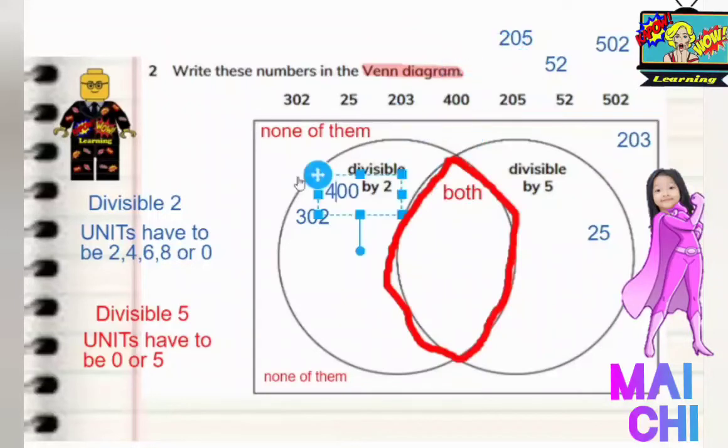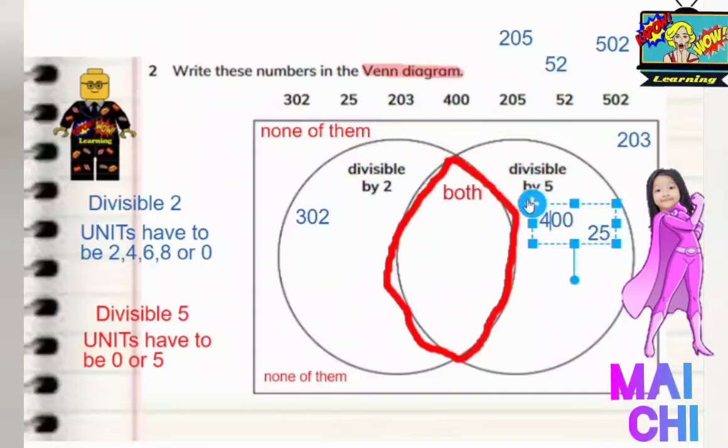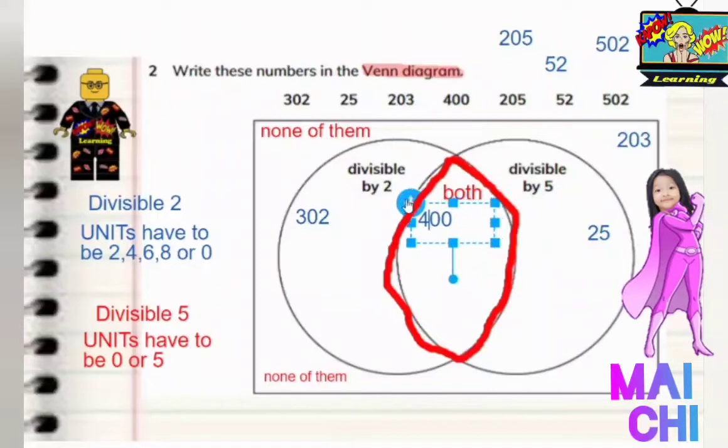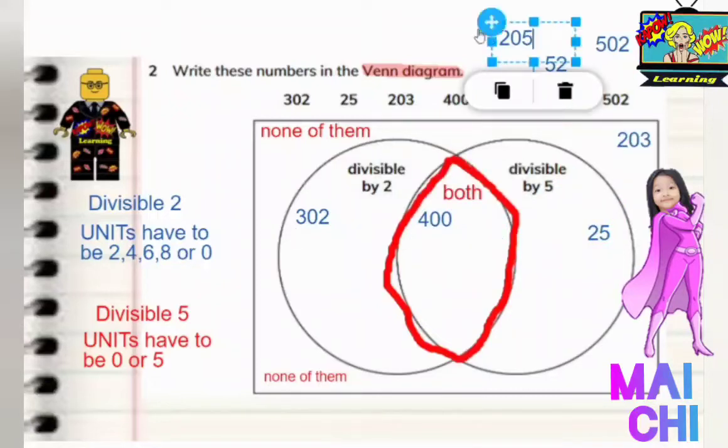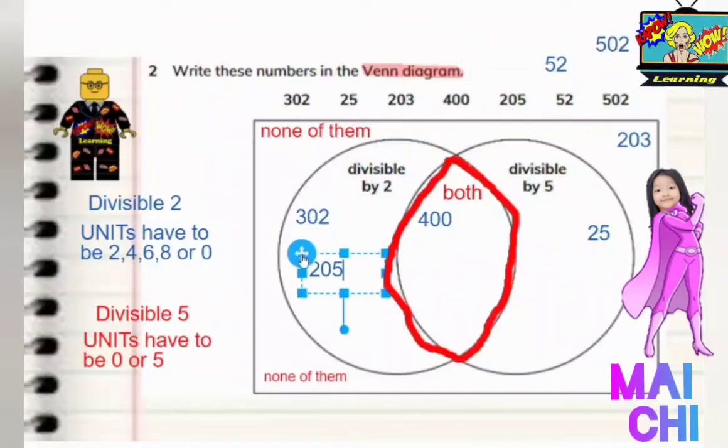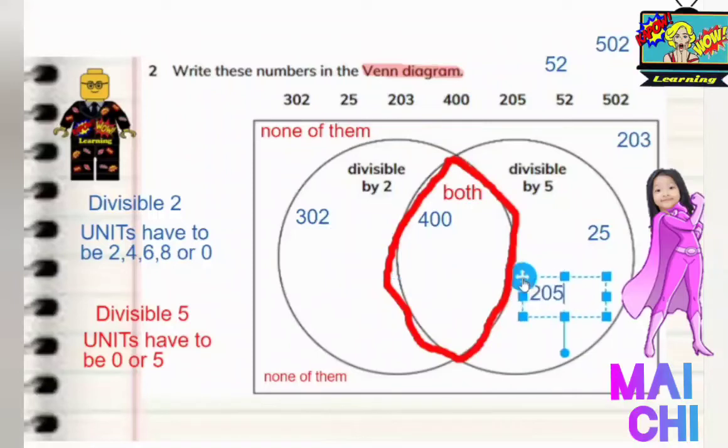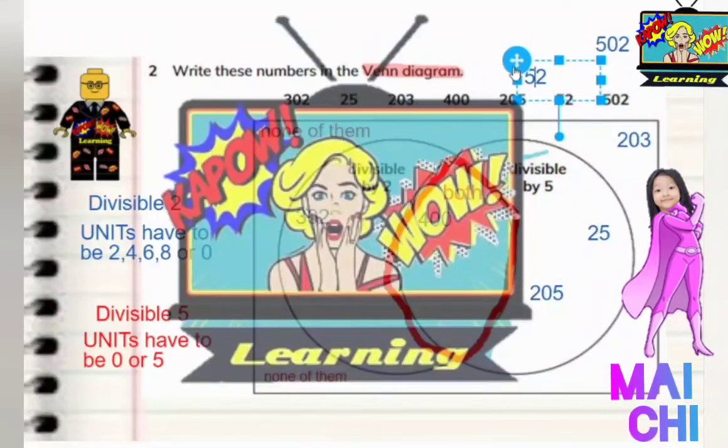What about 400? Is that divisible by 2? Oh, yes. Is it divisible by 5? Oh, yes. So where do we put it? Yeah, so we put it in the middle. In the middle means it's both. Excellent. What about 205? Is that divisible by 5? Yes. Is it divisible by 2? Nope. No, excellent. So we do it like that. So there we have it. And this is what good maths is. Going through it step by step.